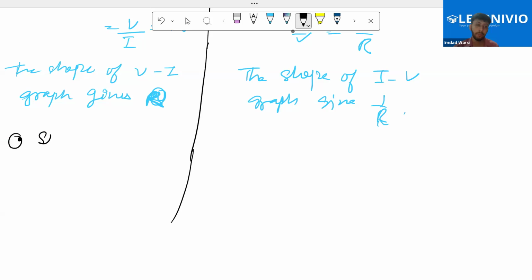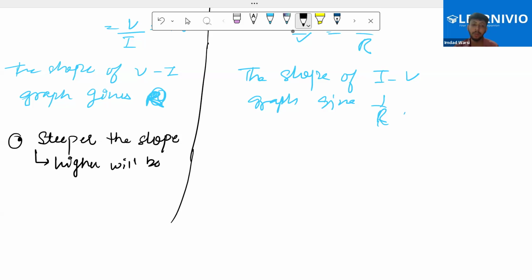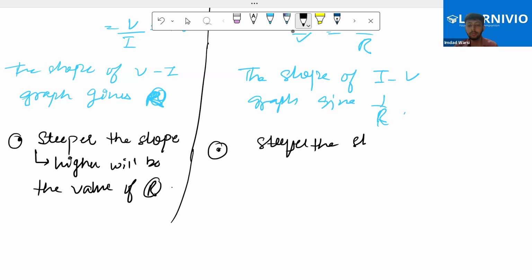Okay, so now write this. In the VI graph, the steeper the slope, the higher the value of R. And in the IV graph, the steeper the slope, the lower will be the value of R.